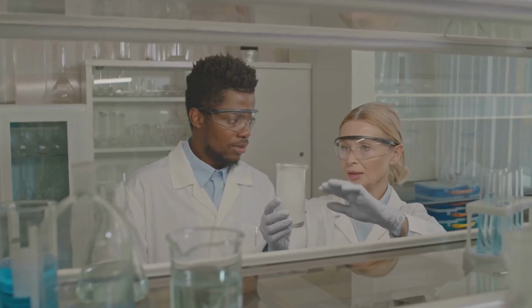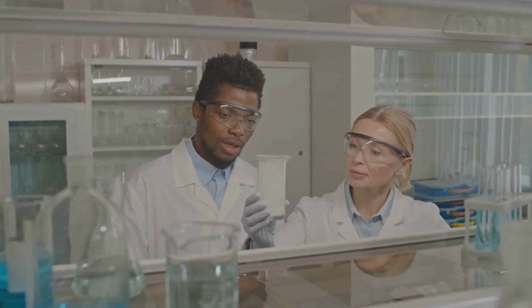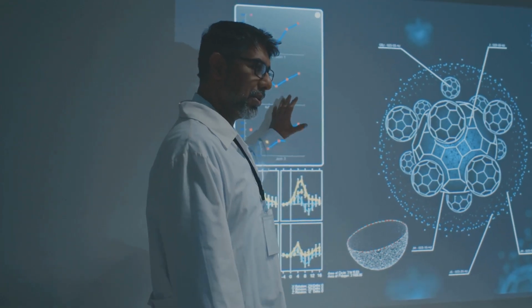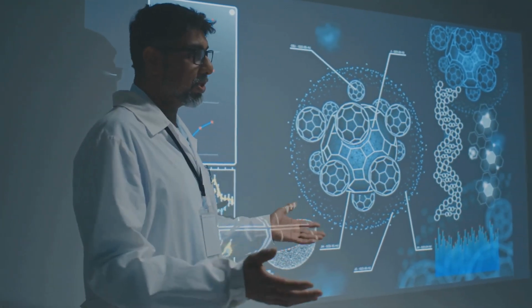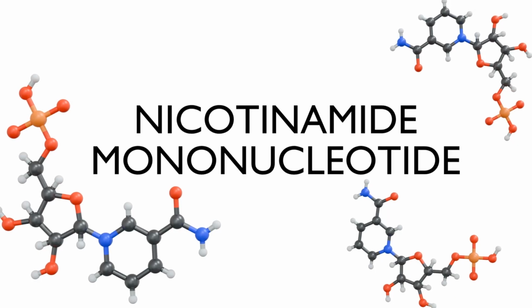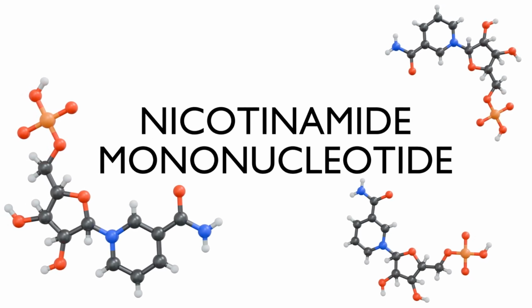NR is a form of vitamin B3 found in foods like milk, but supplementation is often needed. NMN is one step away from becoming NAD+, and is found in foods like broccoli and avocado. Both NR and NMN can raise NAD+ levels, supporting mitochondrial function and DNA repair.